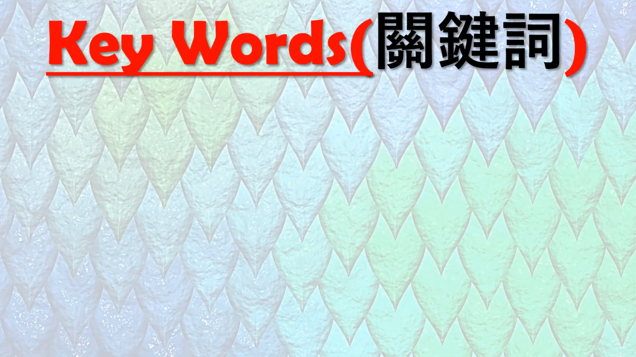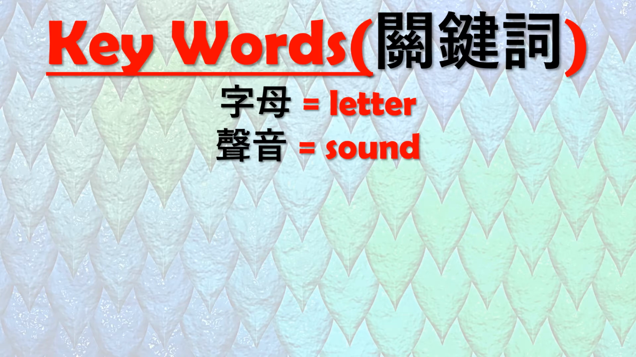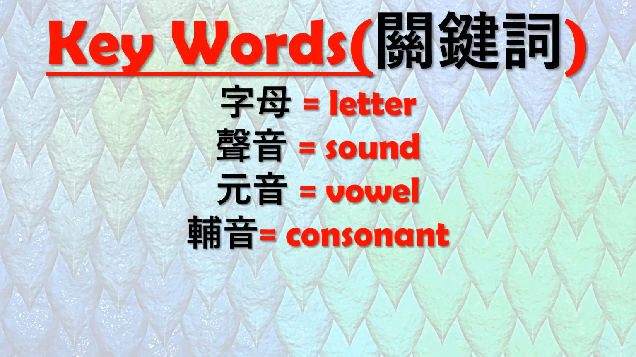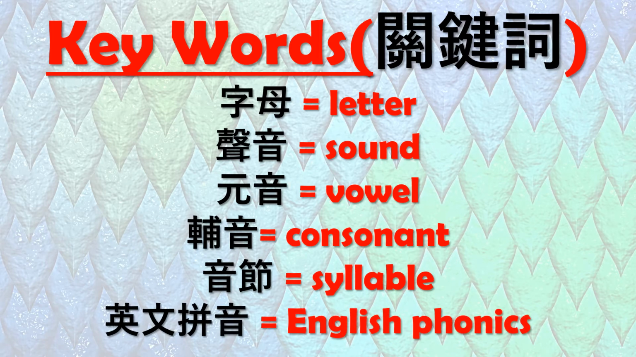Keywords: 关键字, 字母 letter, 聲音 sound, 元音 vowel, 輔音 consonant, 音節 syllable, 英文拼音 English phonics.